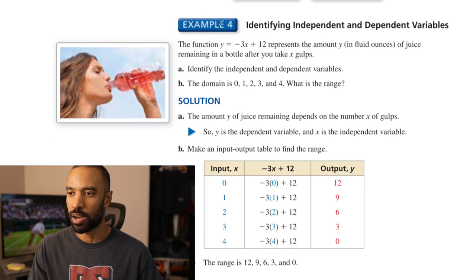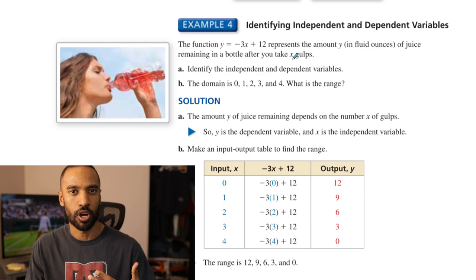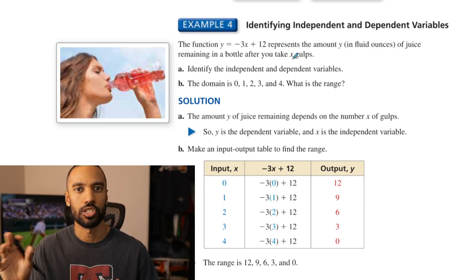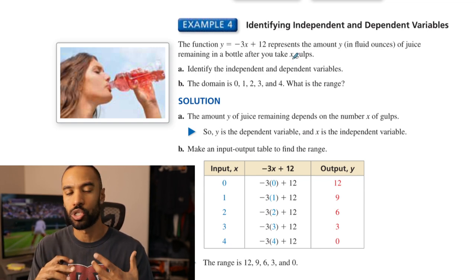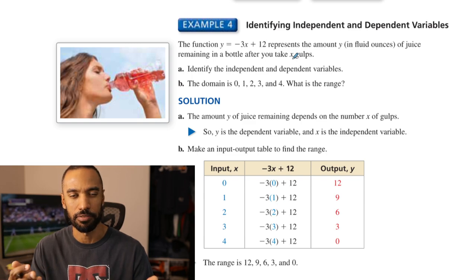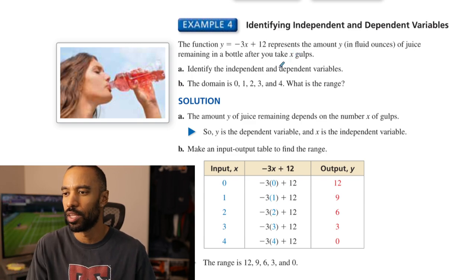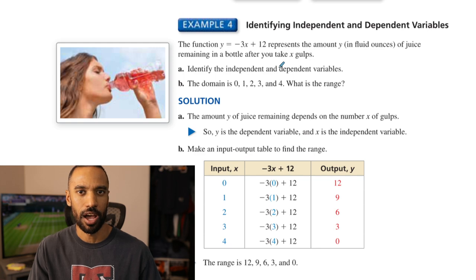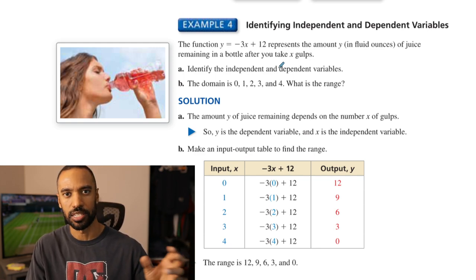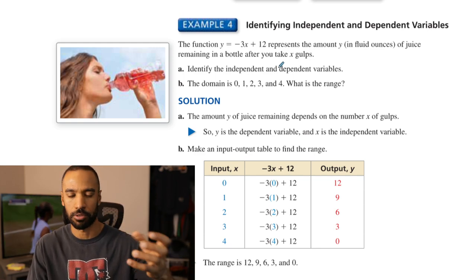Identifying independent and dependent variables example. The function y equals -3x + 12 represents the amount y in fluid ounces of juice remaining in a bottle after you take x gulps. So identify the independent and dependent variables. Because x is the number of gulps that you take, that input determines how much juice will remain left. It's kind of a cause and effect thing. Not always, but for the most part. And you can sometimes argue the other way: oh, I have this much juice left, how many gulps did I take? But it's more like I took the gulps, now determine.